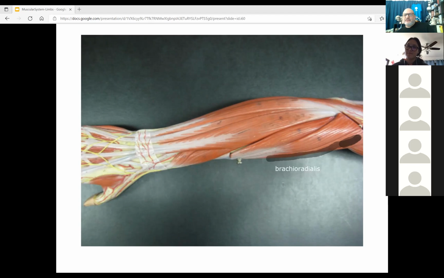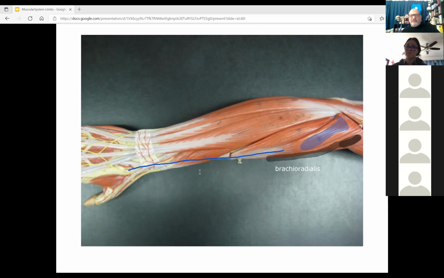Our brachioradialis. That is our good starting point. Notice right next to the brachioradialis, I'll use blue, is a muscle. And notice this muscle has a very short body and a very long tendon that goes to the posterior side of the hand on the thumb side.